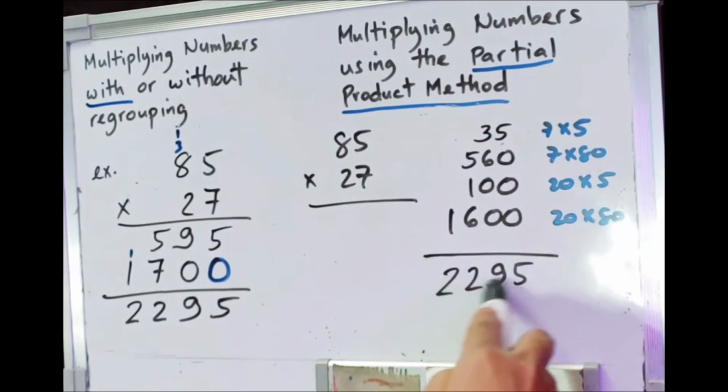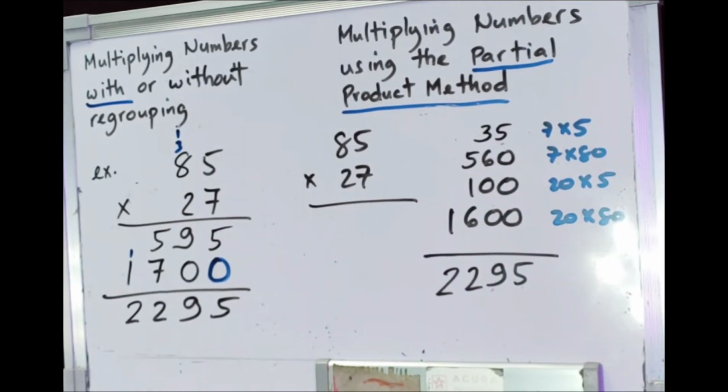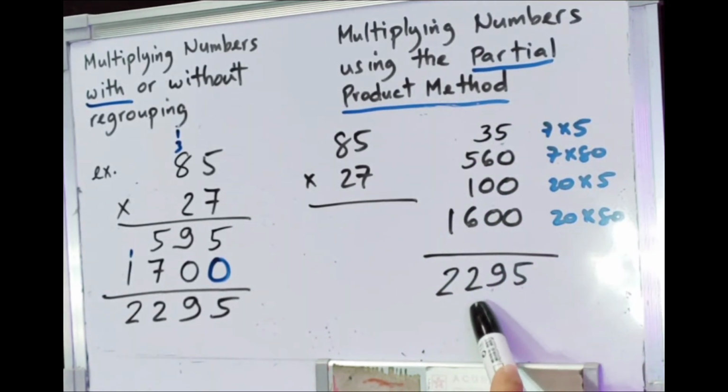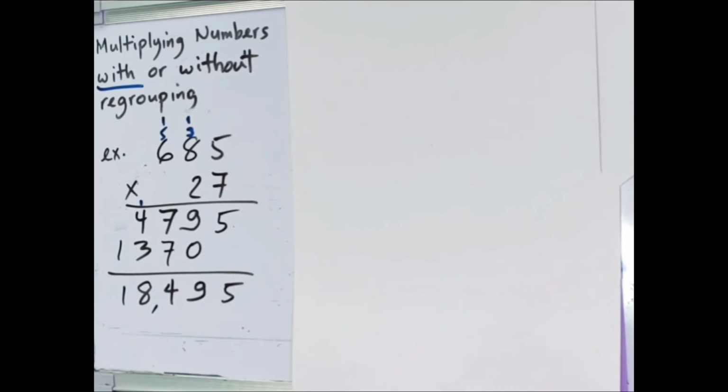Then we add the partial products. We have 5, 3 plus 6, 9, 5 plus 1 plus 6, that's 12. So 2,295. Next, we consider multiplying a 3-digit number by a 2-digit number. So suppose we have 685 multiplied by 27.